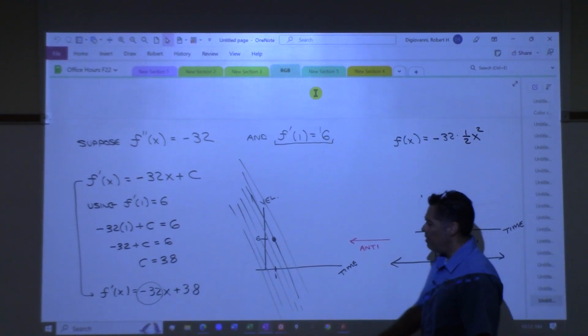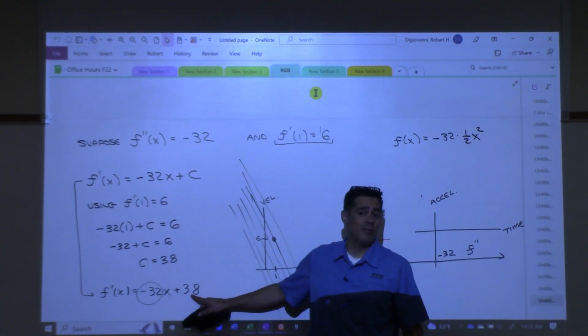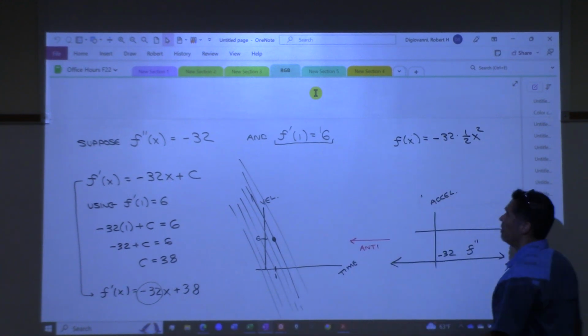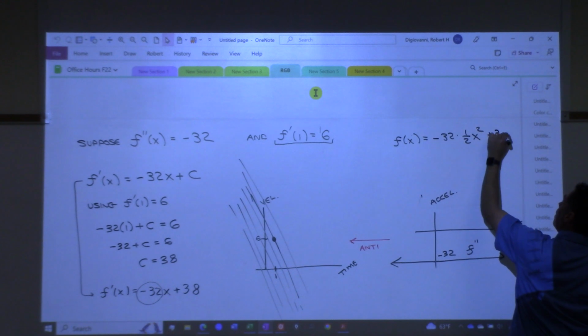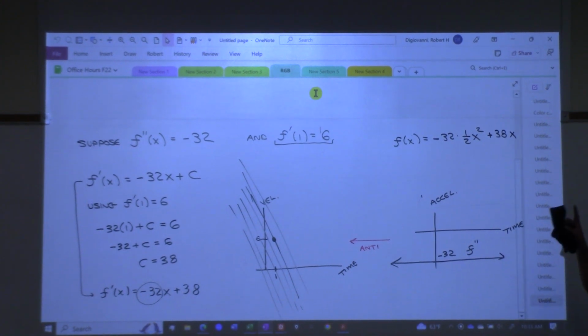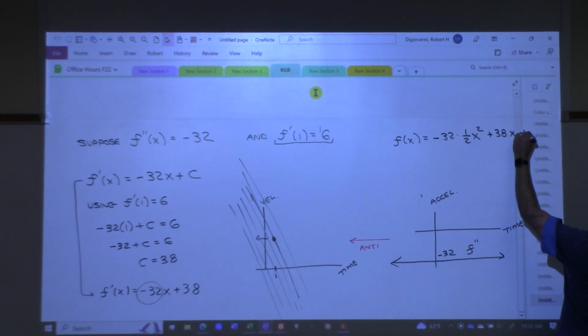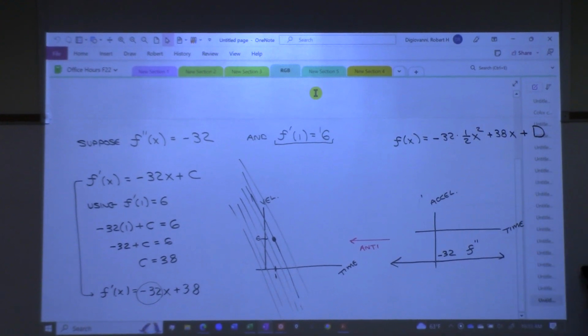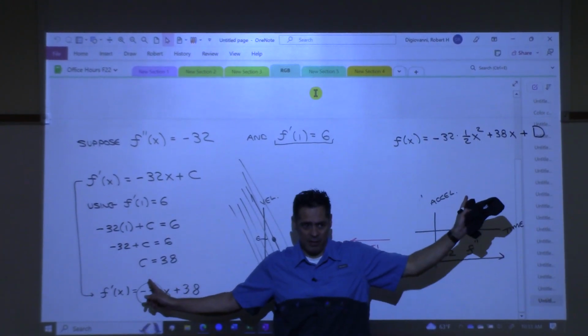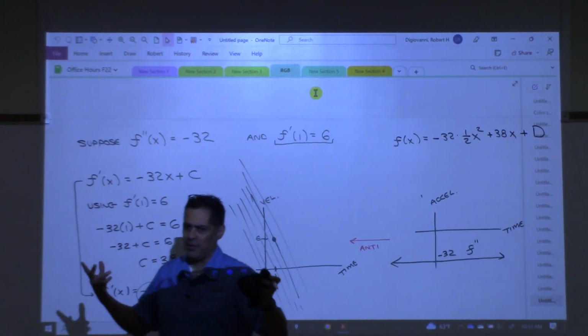1/2 x squared. And then plus, what's the antiderivative of 38? 38x. Okay, am I done? Plus c, right? Now, this is the second c I've had in the same problem, right? So we don't like to use c twice. We just use a different letter. So we usually use capital D. That way we're talking about two different things here. I don't want to call c two different things in the same problem.